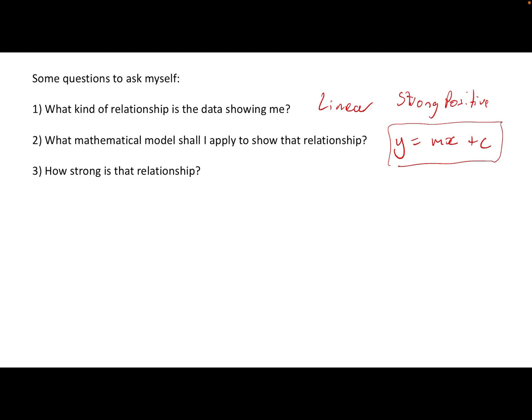Now, how strong is that relationship as well? That might be really important. Remember, if you've got data that looks like this, it's very weak. If you put a line through that, it wouldn't really make any sense. So you need some measure of how strong the relationship is. So we're going to look at that now.